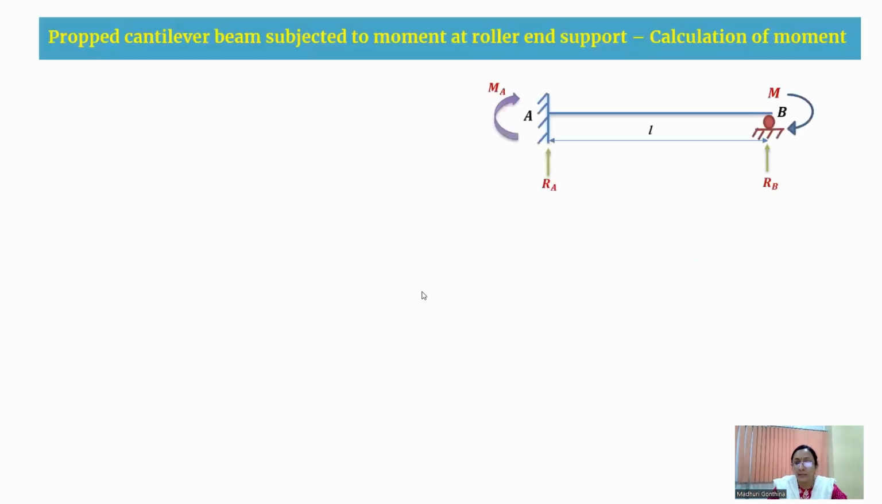So in the next slide, we are going to calculate the moment. So how to calculate the moment? As we know the RA reaction and RB reaction, now I'm taking moment about B. So moment about B here is, you're having a moment of hogging nature, which is M. Therefore, moment at B will be equal to minus M.